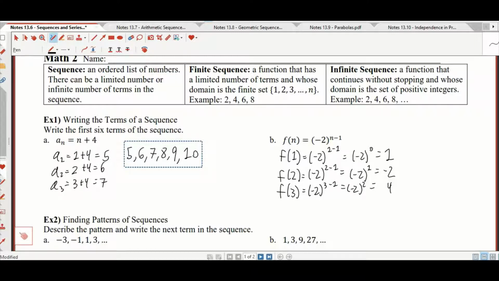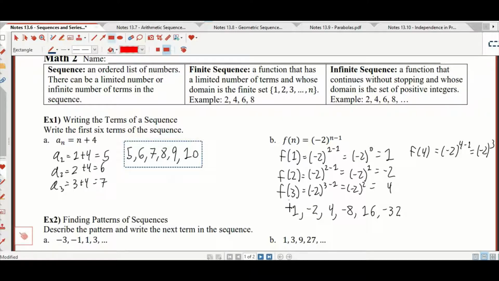And maybe you can at this point see that this is going to go 1. 1 times negative 2 is negative 2. Negative 2 times negative 2 is positive 4. 4 times negative 2 is negative 8. Positive 16, negative 32. Do you see how we double it and then change the sign each time? If not, you can do this by hand. You can keep going. F of 4 is negative 2 to the power of 4 minus 1, which is negative 2 to the power of 3, which is negative 8, just as I said.